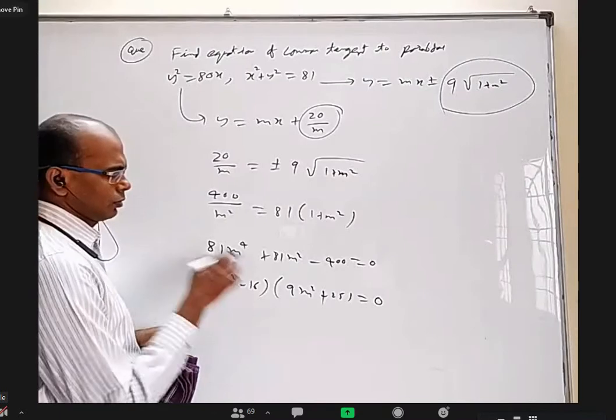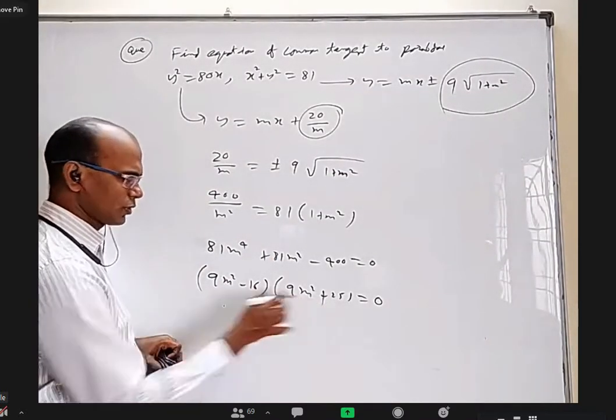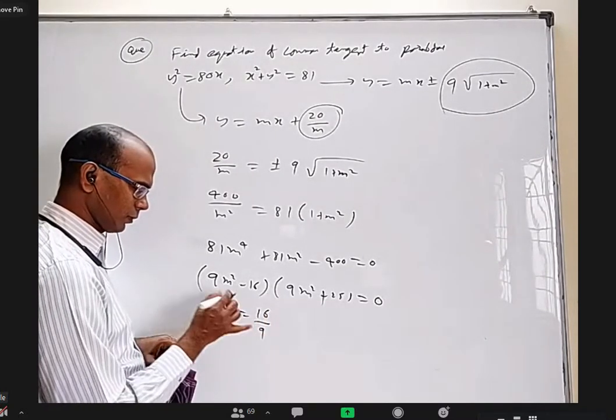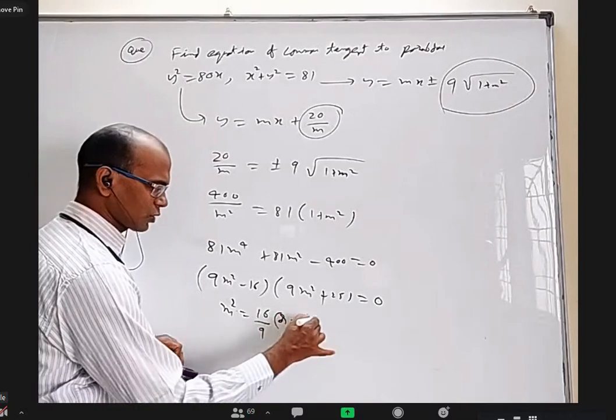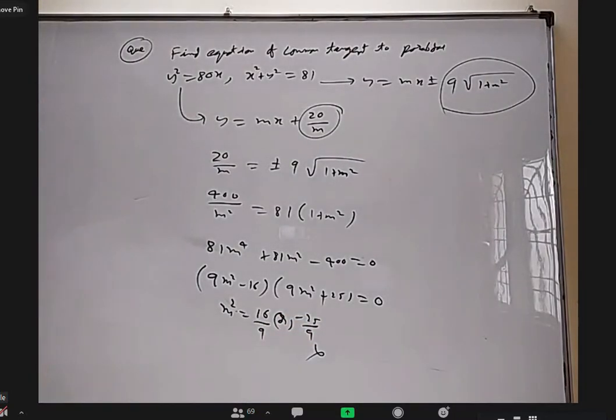If you want, you can take 9m square as some k and do it. So this cannot be 0. You will get m square equal to 16 by 9 or minus 25 by 9. We want only this, so you'll get m equal to plus or minus 4 by 3.